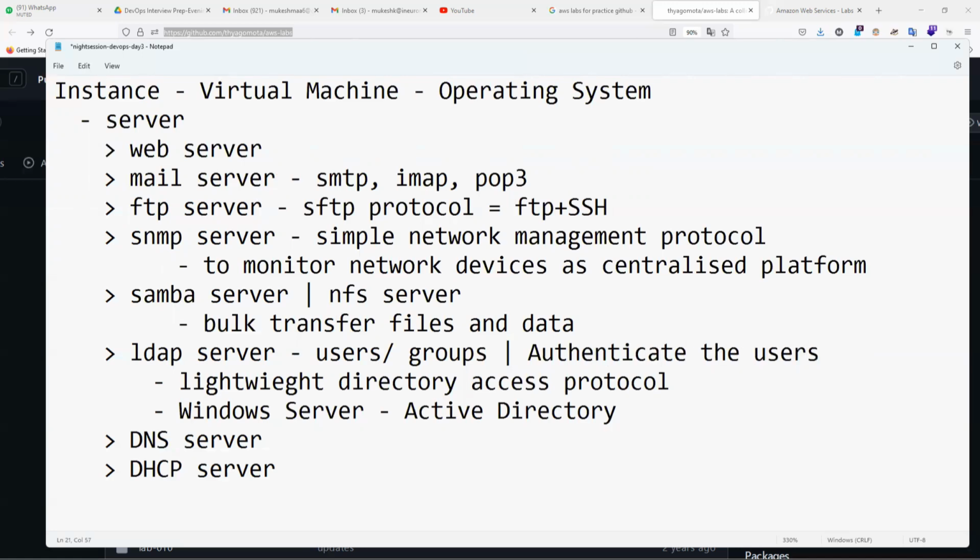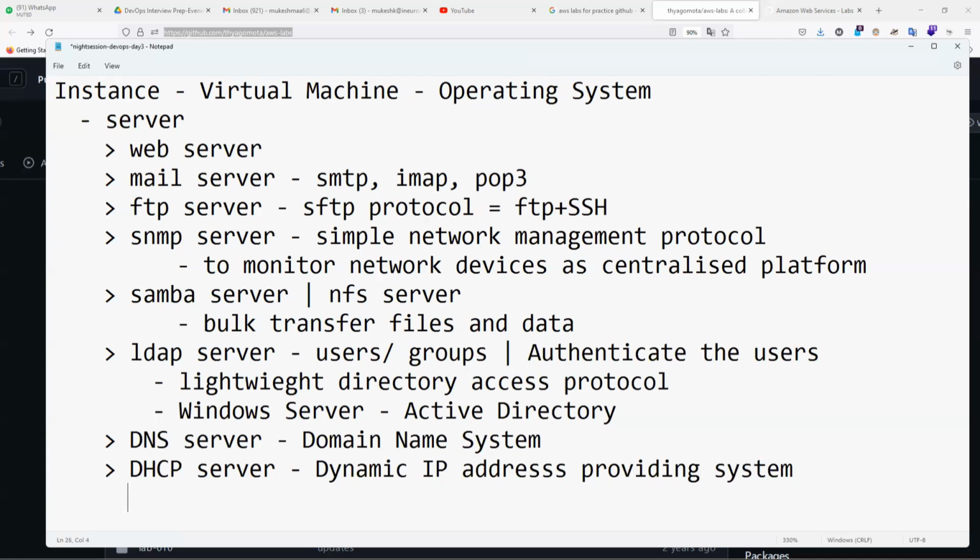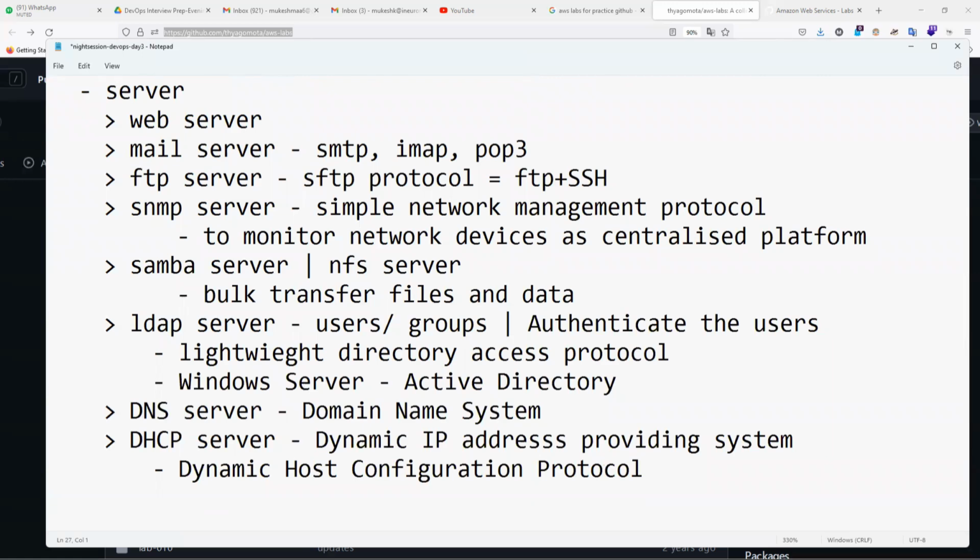DNS and DHCP: DNS is the Domain Name System, through which we map IP addresses to domain names and vice versa. And DHCP we use to automatically provide IP addresses, so I can say a dynamic IP address providing system. The full form is Dynamic Host Configuration Protocol. We have more servers, but let's limit it there. So these are the services used.